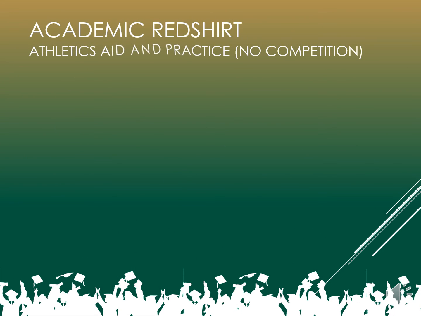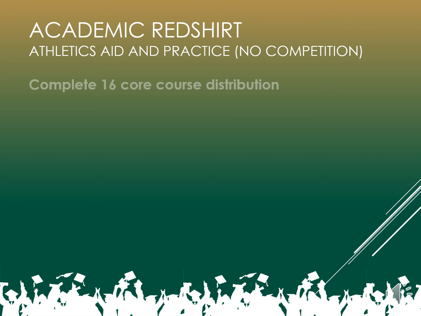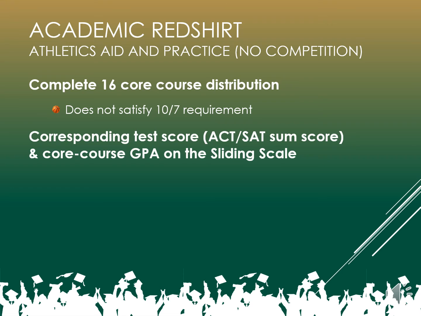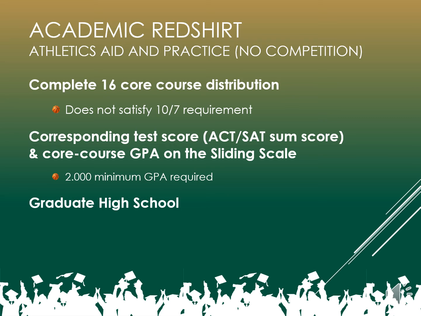Did you miss the 10 core before the 7th semester, or is your GPA just a little too low? You may be an academic redshirt, eligible for athletics aid and practice, but not competition. To be an academic redshirt, you need to complete the 16 core course distribution, but you do not have to satisfy the 10 and 7 requirement. You also need to have the corresponding test score from your ACT or SAT with the core course GPA on the sliding scale, but it's only a 2.0 minimum GPA. And of course, you have to graduate high school.